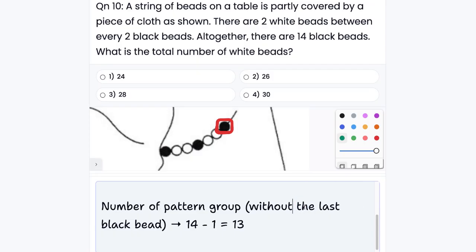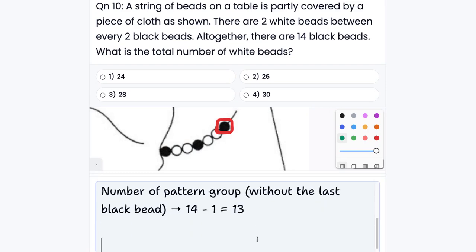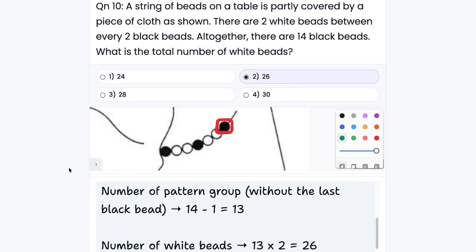Now with that, we will know how many white beads. The number of white beads is equal to 13 times 2, which is 26. That's the answer, 26. All right, so that's it. Let's move on to the next question.